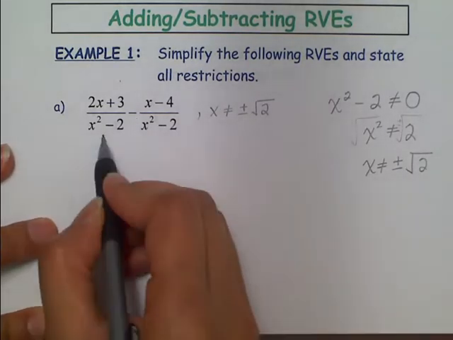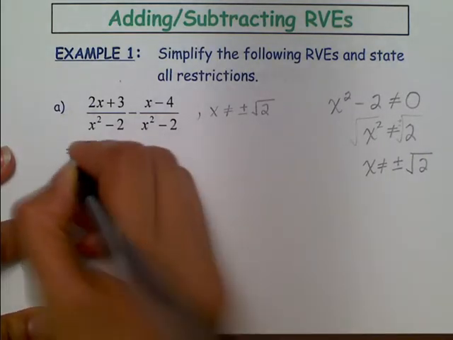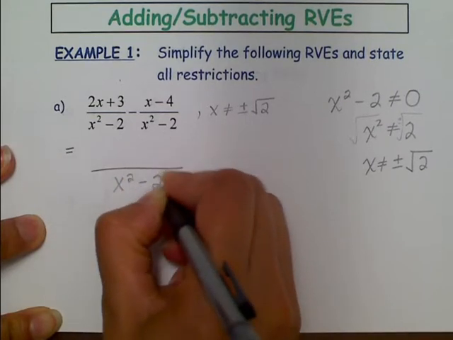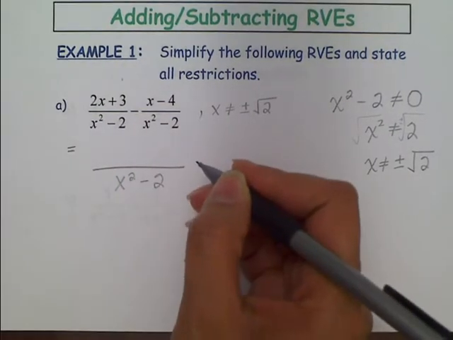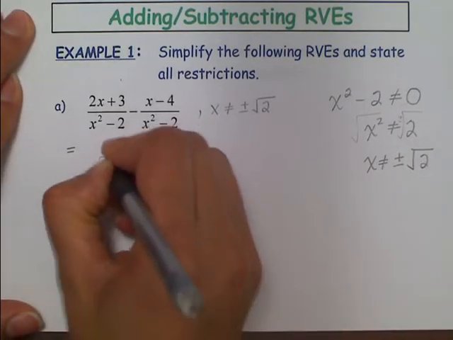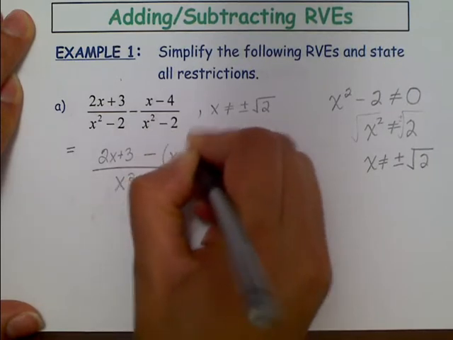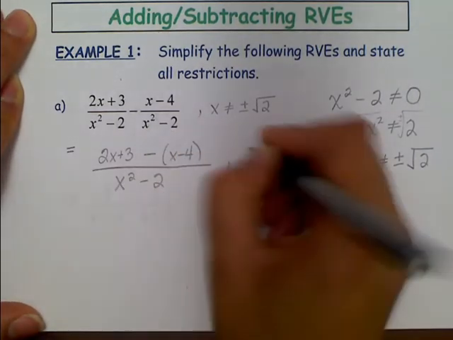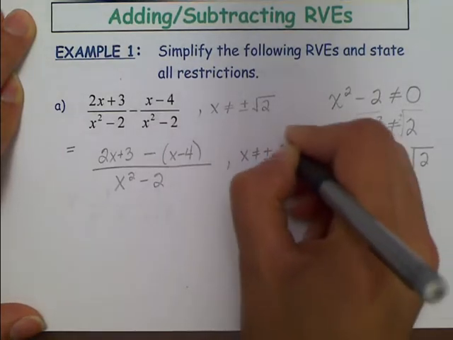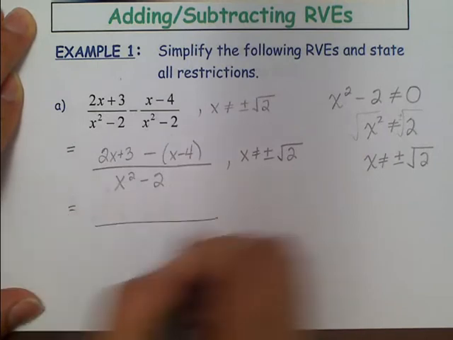Now, you'll notice that the operation is subtraction. I already have the two denominators exactly the same. So what I could do is write both of them under the same denominator. Since the denominators are the same, I can combine the numerator part. And so I have 2x plus 3 minus x minus 4. The reason why I'm putting brackets around the x minus 4 is because you are subtracting, so all the signs inside the brackets are going to become opposite.